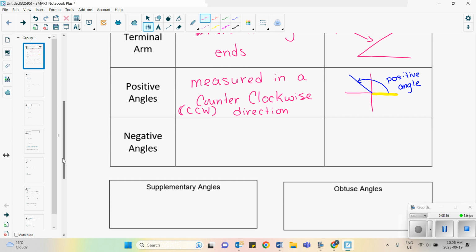Okay, so negative angles measured in a clockwise direction. And we have never touched on negative angles before. We've all lived our lives in degrees and positive when it comes to angle measurement. And now we're opening up the door and we're going to do radians and we're going to do negative angles.